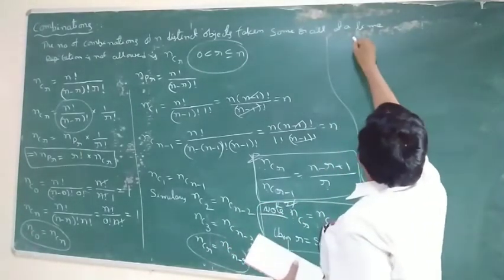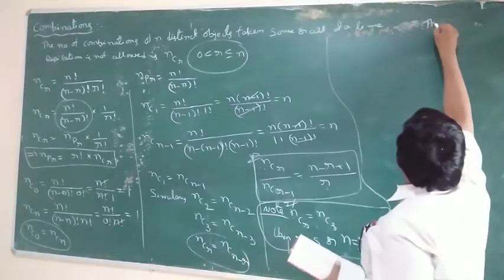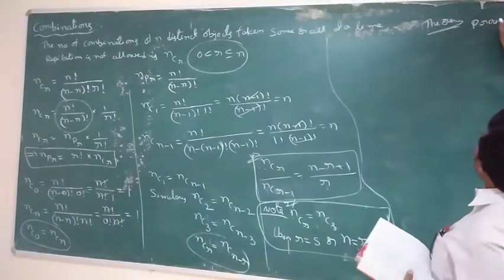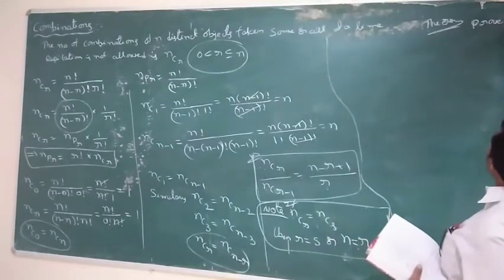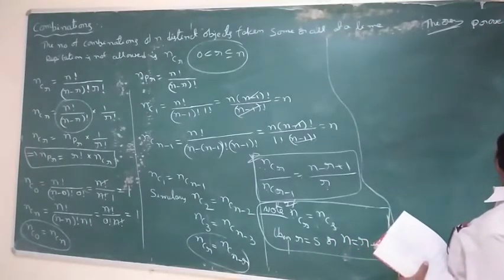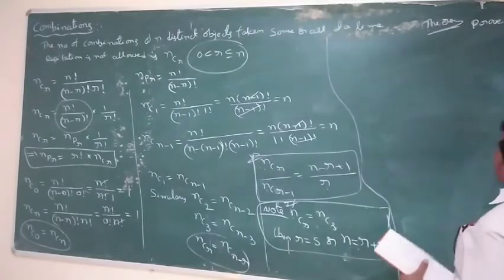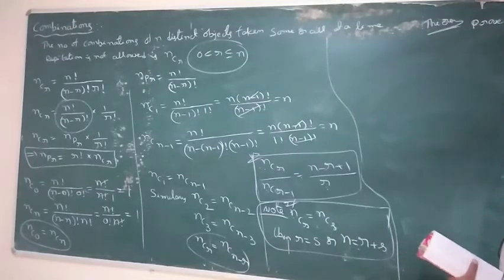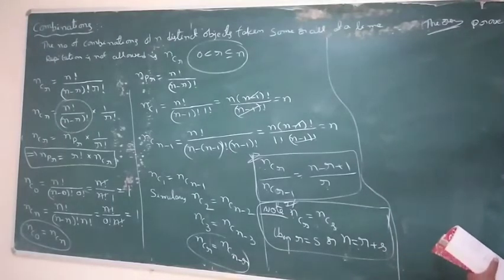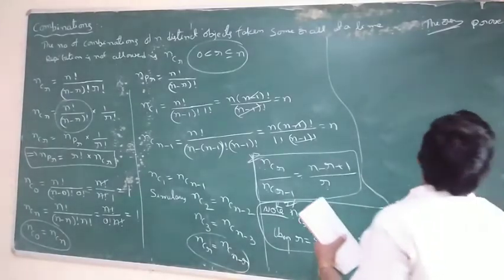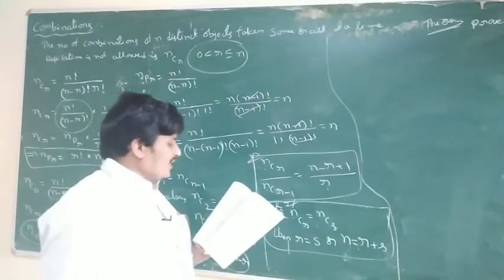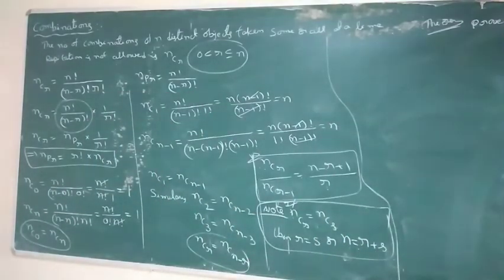Prove that nCr plus nC(r minus 1) is equal to (n plus 1)Cr.